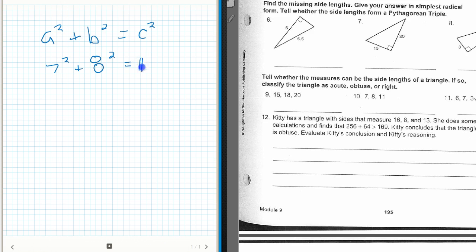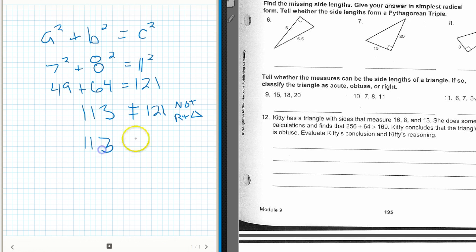So 7 squared plus 8 squared is equal to 11 squared. 49 plus 64 is equal to 121. 113 is not equal to 121. 113 is actually less than 121. So we know it's not a right triangle. I don't remember. What does it mean when 113 is less than 121? What do your notes say?